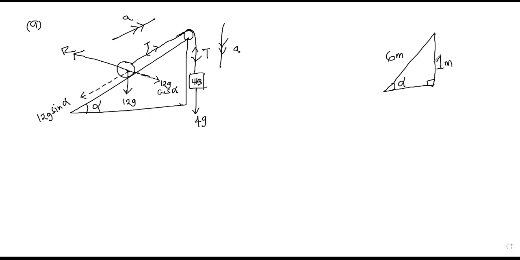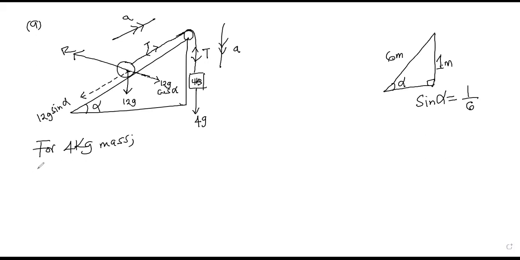By having opposite and hypotenuse, I can know what sine alpha is equal to. Sine alpha will be equal to opposite over hypotenuse, which is 1/6. If you know sine alpha, you cannot fail to know cos alpha. But anyway, let's first resolve and we see. When we are working on these forces, we consider one weight after the other.